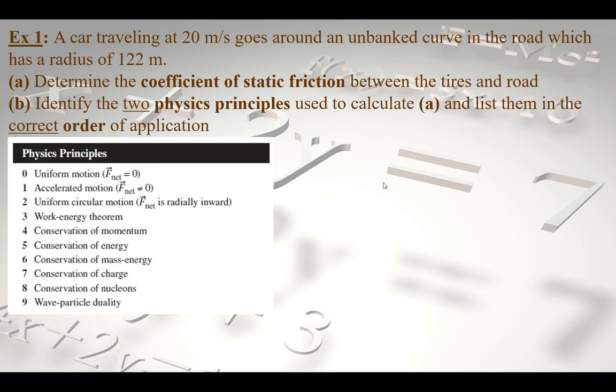Okay, so it says a car travels 20 meters per second, goes around an unbanked curve which has a radius of 122 meters. And I want to determine the coefficient of static friction between the tires and the road. And I want to identify 2 physics principles used to calculate in part A, list them in order of application.